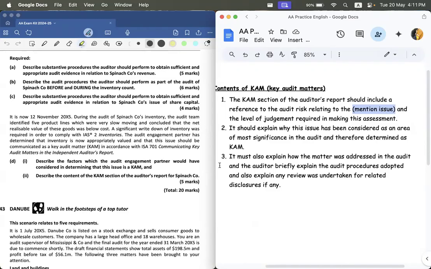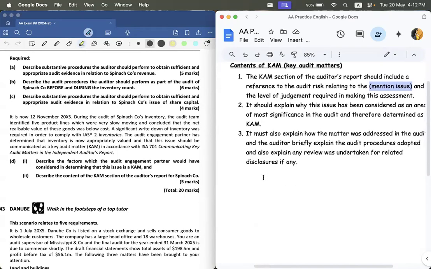Clear? And the third sentence must also explain what was addressed by the auditor and why. They are going to briefly explain what the auditor would do in order to gain sufficient appropriate evidence, and also any review that is being undertaken for the disclosures. Clear? So this is basically CAM.